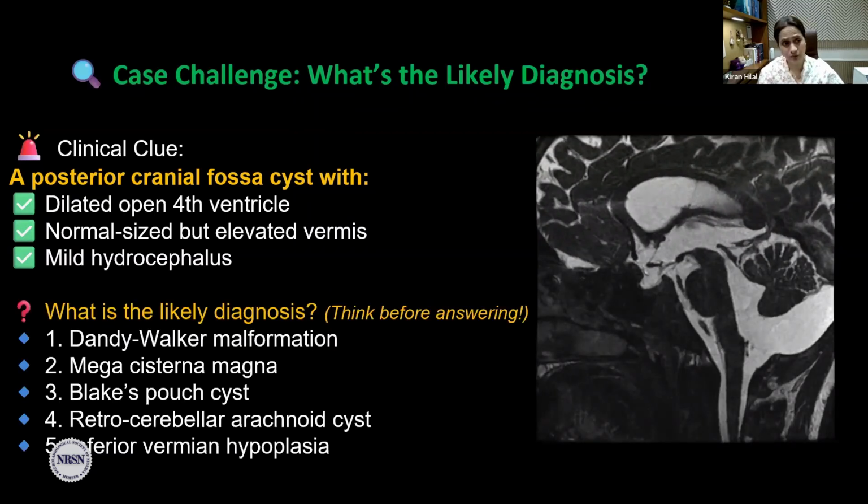Now, my question to you: considering all these imaging findings, what do you think is the appropriate diagnosis? Is it Dandy-Walker malformation? Do you think it's a mega cisterna magna? Or do you think it's a Blake's pouch cyst? Or do you think it's just an arachnoid cyst or inferior vermian hypoplasia? Think about it, look at the image, and I'm going to uncover the answers to these questions during my talk or at the end of my talk. That's the image that you need to keep in mind.